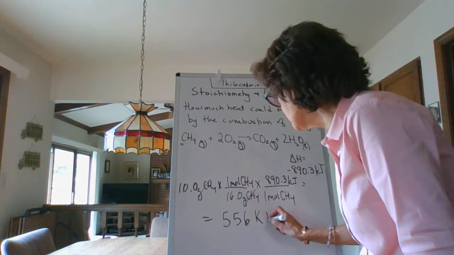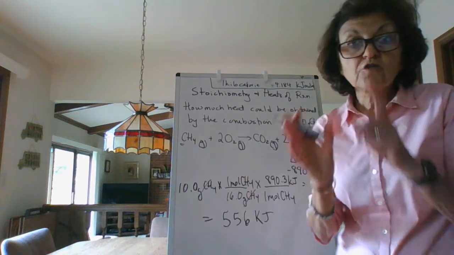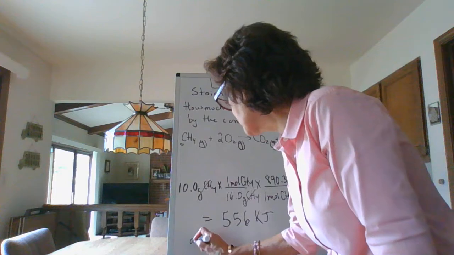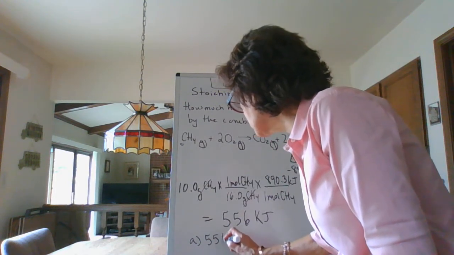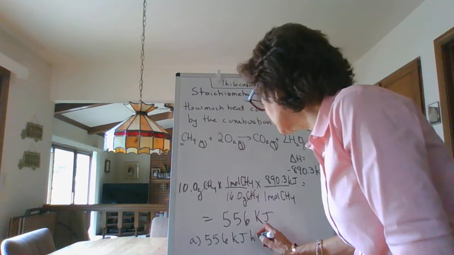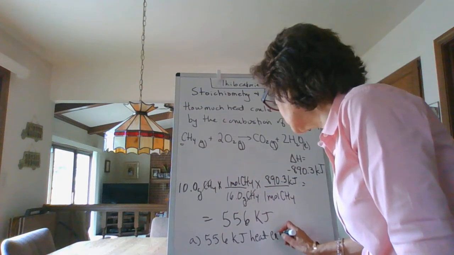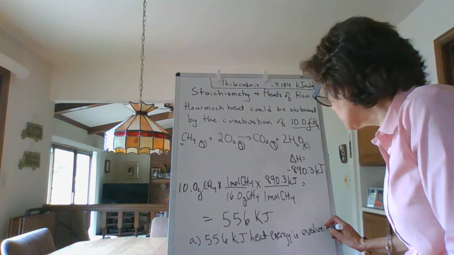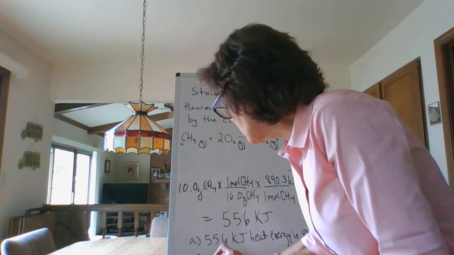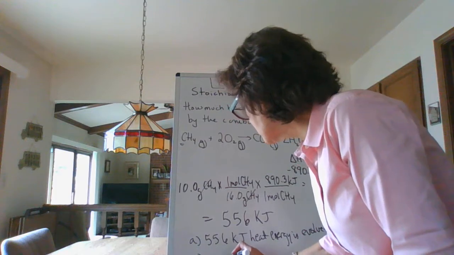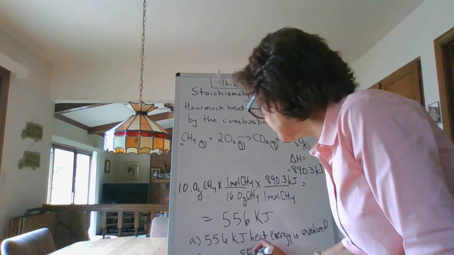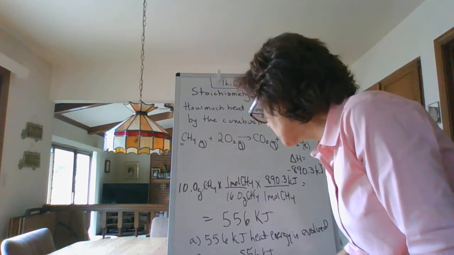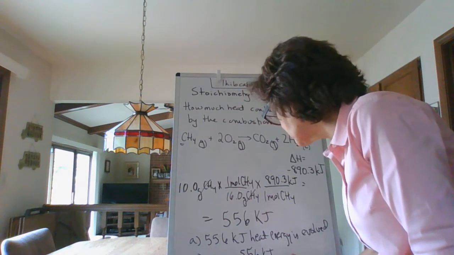556 kilojoules. So, 2 ways of answering this question. You can say 556 kilojoules of heat energy is evolved. Or you can say Q would be equal to negative 556 kilojoules. Or delta H is equal to negative 556 kilojoules.